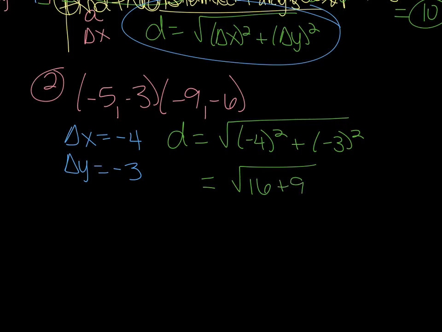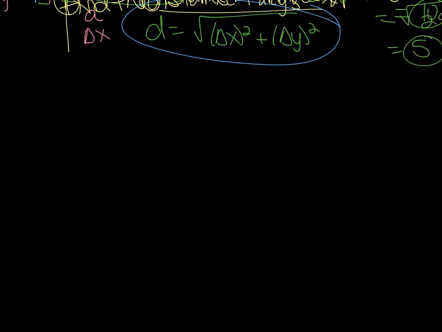Okay, so -4 squared gives me a positive 16. -3 squared gives me a positive 9. 16 plus 9 gives me 25. And the square root of 25 is? 5. Once again, worked out nicely. Most of them don't. You guys want to try a couple on your own? Okay, I'm going to put 2 of them on the board. You guys try them on your own in your notes.